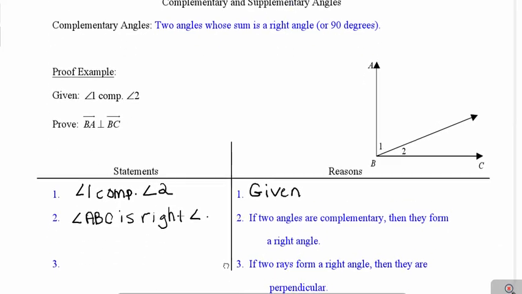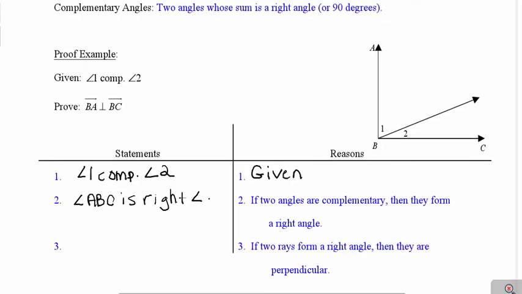Notice that I used statement number 1 in my if, and then statement number 2 in my then. So if I know this is a right angle, then I can reach my final conclusion, which says that ray BA is perpendicular to ray BC. Because if two rays form a right angle, then they are perpendicular.